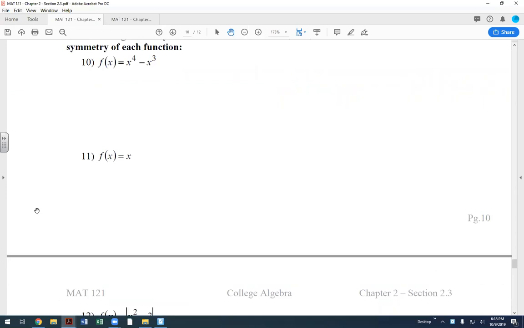Any questions on number 10? Okay, so do we see how to check algebraically and how to do this? Right, let's try it here with number 11 now.